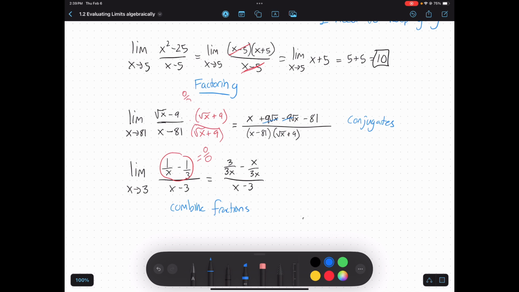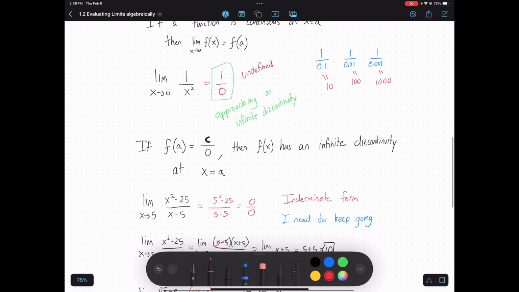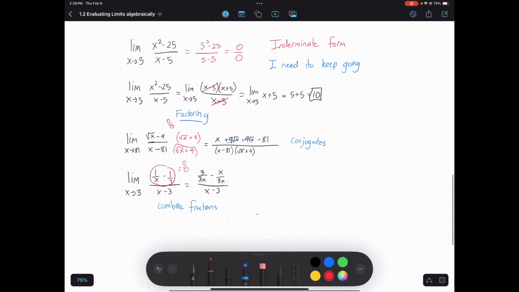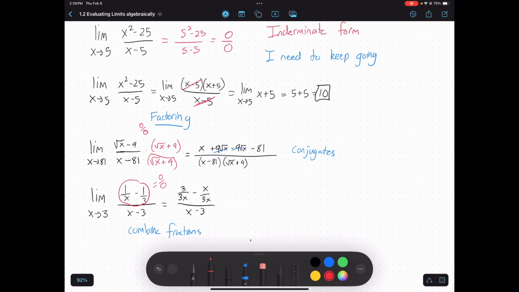Perfect. So we can use those tools in order to evaluate limits that give us that 0 over 0 form. And that's our concept for today: these are the different ways that we can evaluate limits even without actually having a graph. So that's all I wanted to talk about for this concept video.